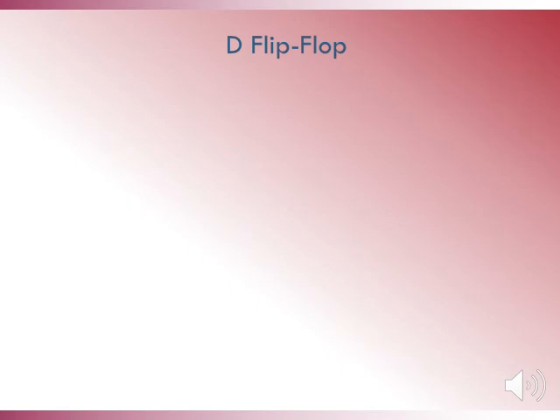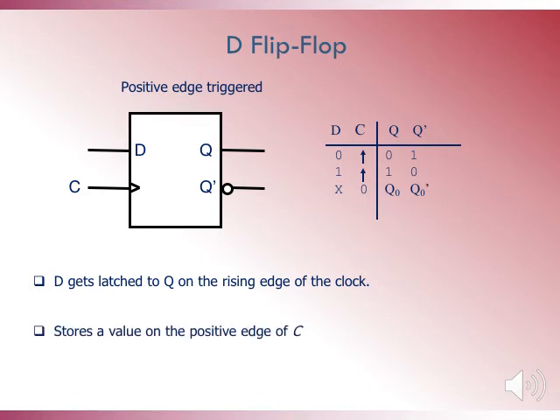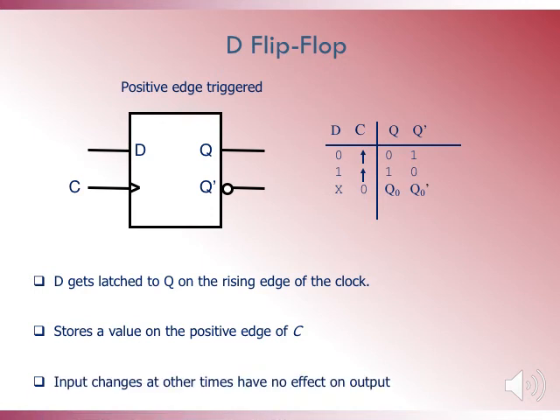Let us now consider the D flip-flop. Here we are seeing the symbol for the positive edge triggered D flip-flop and the function table is shown on the right. As long as the clock signal is at 0 or 1 level, whatever may be the D input, the output is same as before, indicated by the third row in the function table. When we have positive edges at the clock, then the D input appears at the output side. So we can conclude that D gets latched to Q on the rising edge of the clock. It stores a value on the positive edge of C. Input changes happening at other times have no effect on the output.